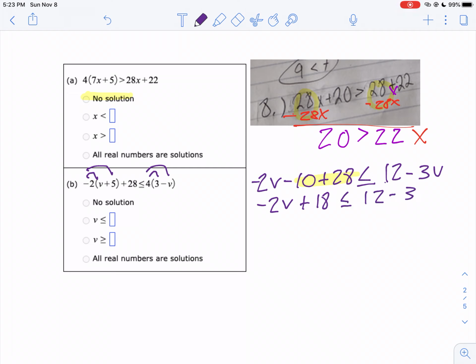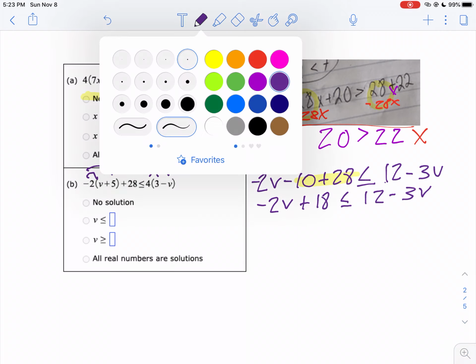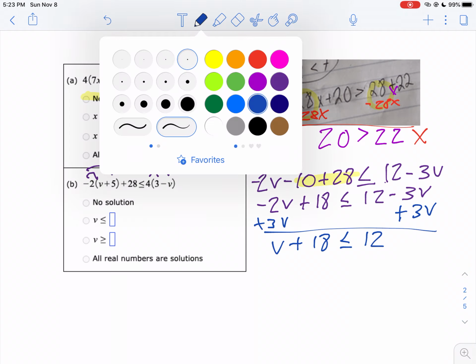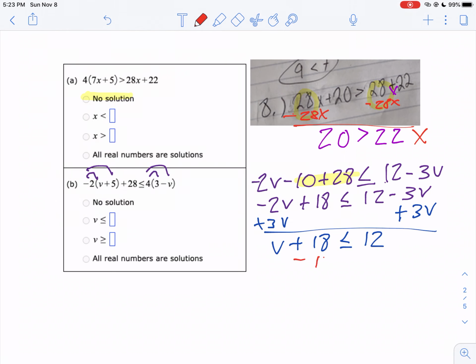12 minus 3v. At this point, I would like you to collect all of your v's on the same side. So let's add 3v to both sides. So we have v plus 18 is less than or equal to 12. Now, let's get all the v's on one side. Oh, we got the v's on the one side. Let's get rid of the 18. So minus 18 from both sides. When you subtract, you don't switch the inequality or anything like that. So we get v is less than negative 6. So you should have chosen the one that's less than. And then we should have put negative 6 right here.